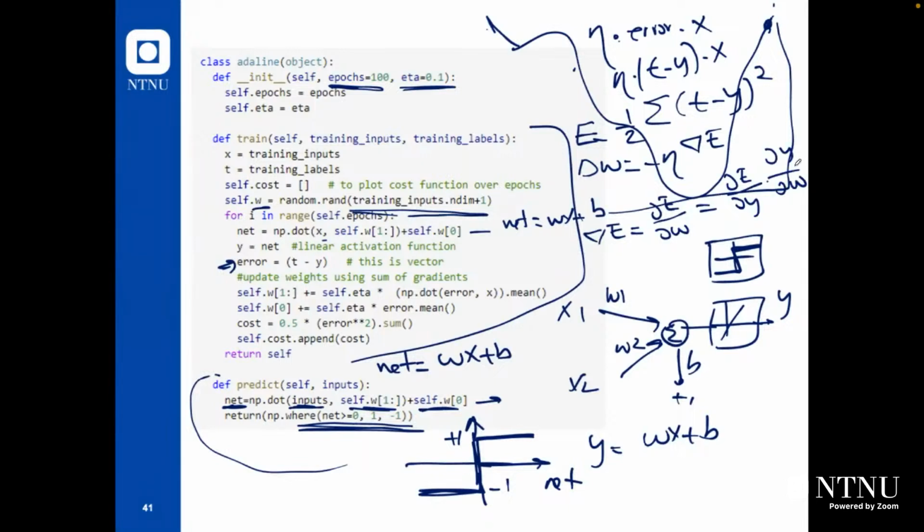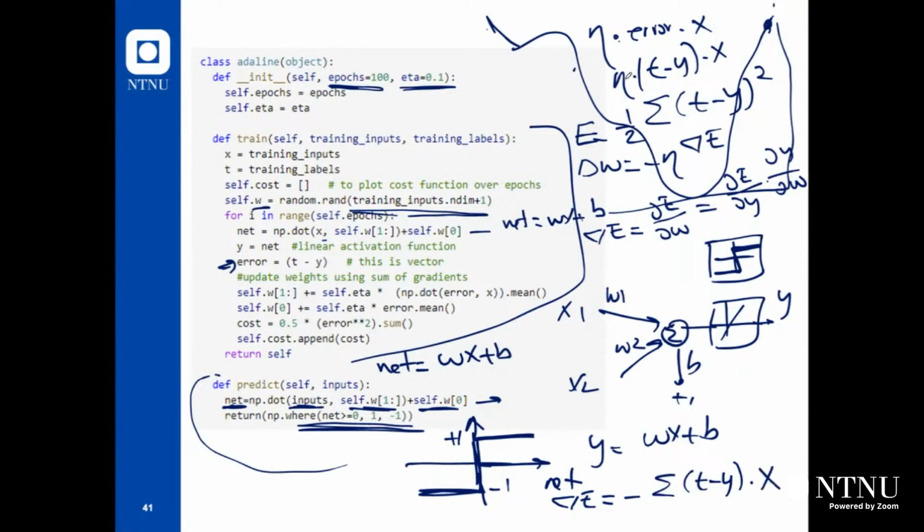So partial E by partial y, it will be 2 times a half, so it will be negative. So this gradient will be 2 times a half, which is 1, negative summation of t minus y, multiplied by partial y by partial omega. In fact, y equals net, and net equals omega x plus b. So partial y by partial omega will be just x.